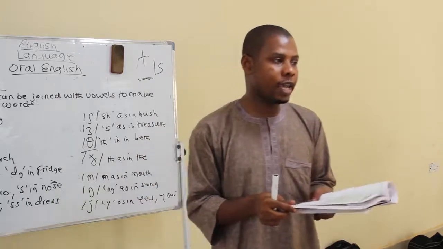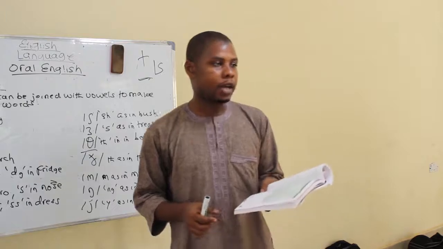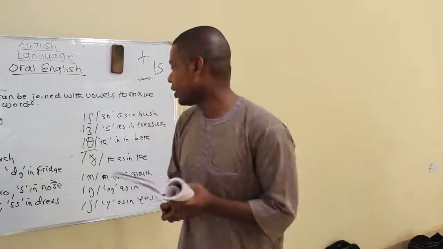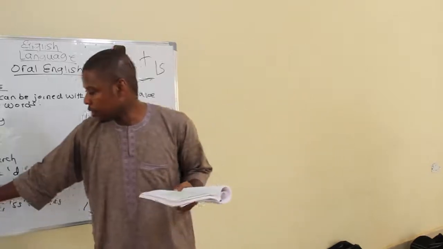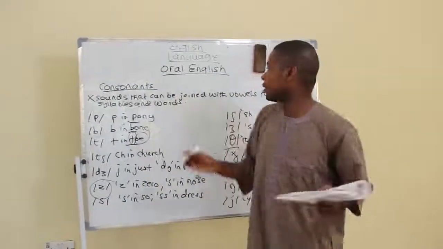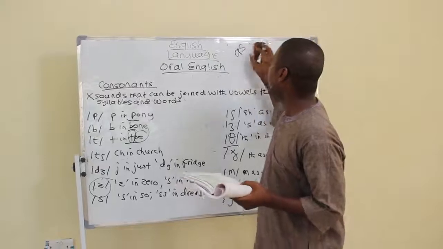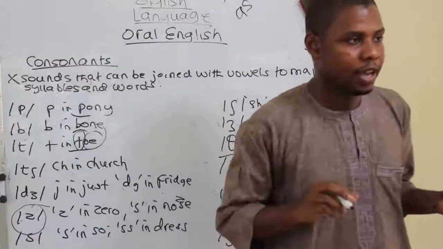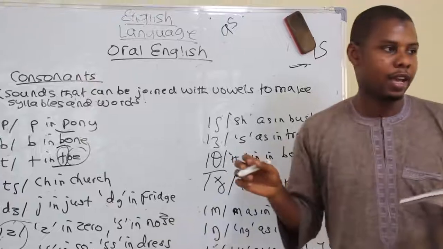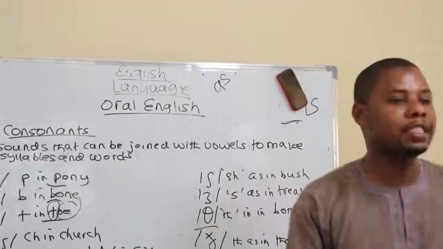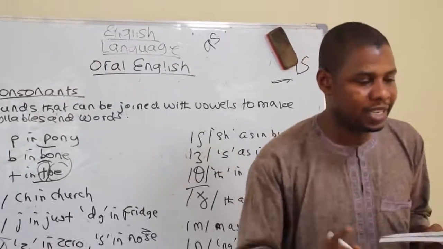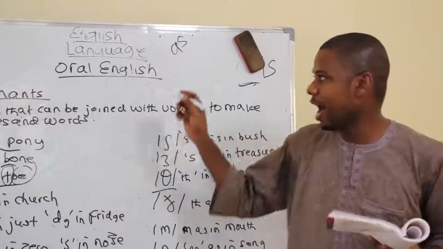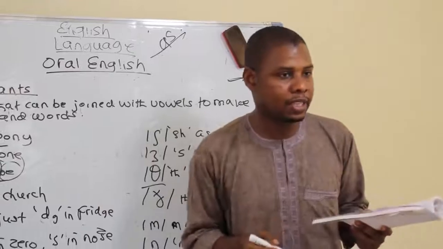Now the second one is as. Have you gotten it? As. We're looking for this sound now. As. This is the word. You don't say as. You say as. As busy as a bee. Not as busy as a bee. It is as busy as a bee.